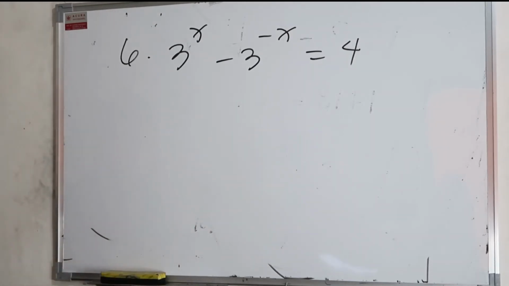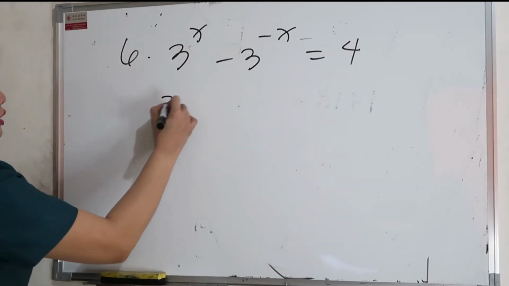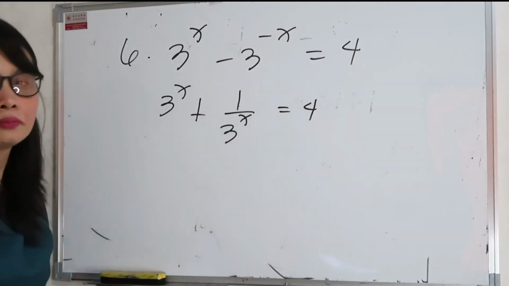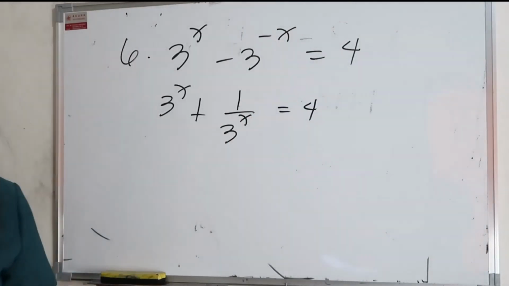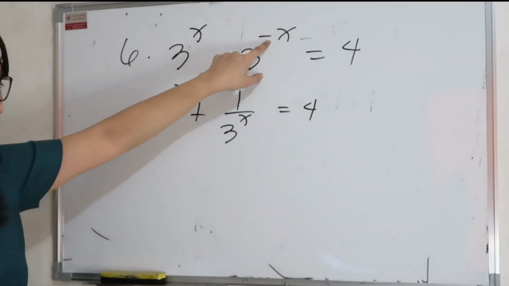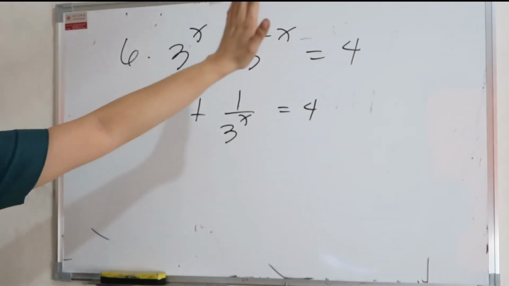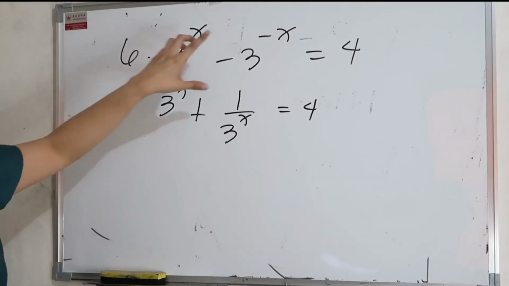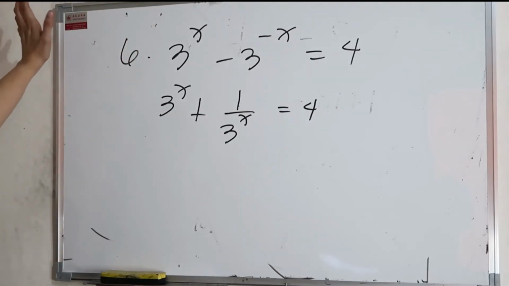So first we need to simplify this. So you do have 3 raised to x plus 1 over 3 raised to x equals 4. Then what's next? There's a denominator, so we need to eliminate the denominator. We need to get the reciprocal of this just to eliminate the negative exponent. In the previous example, there was no negative exponent so that we could use it. In this example, the exponent is negative, so we cannot use the previous example.